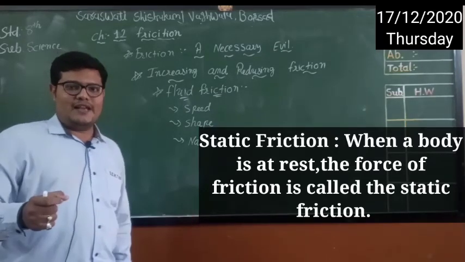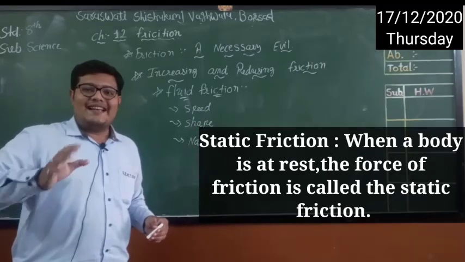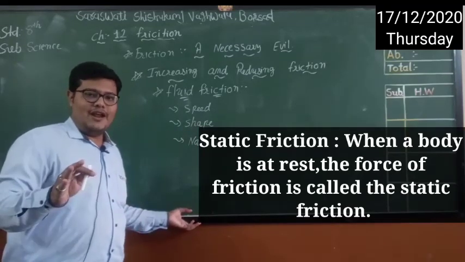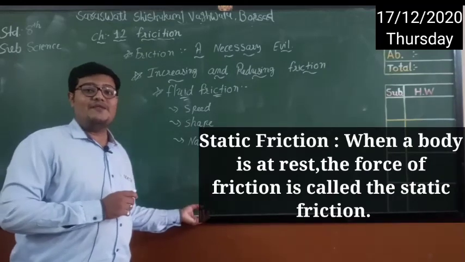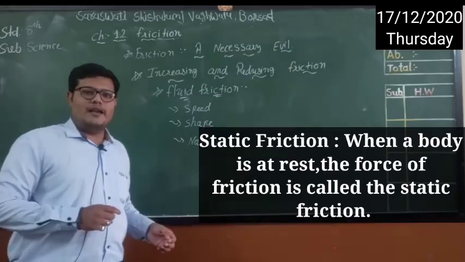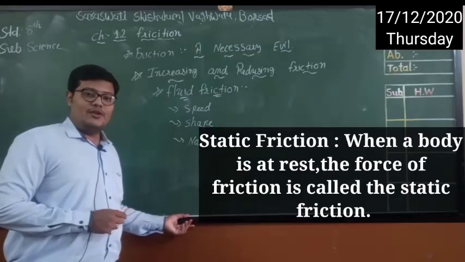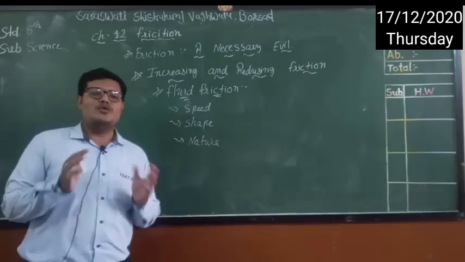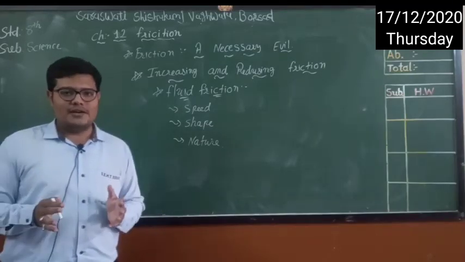By definition, we can say that when a body is at rest, like this board is at rest, the force of friction which is connected with this body is known as static friction. Again, when the body is at rest, the force of friction is known as static friction. So most of the friction points we have covered in this video.